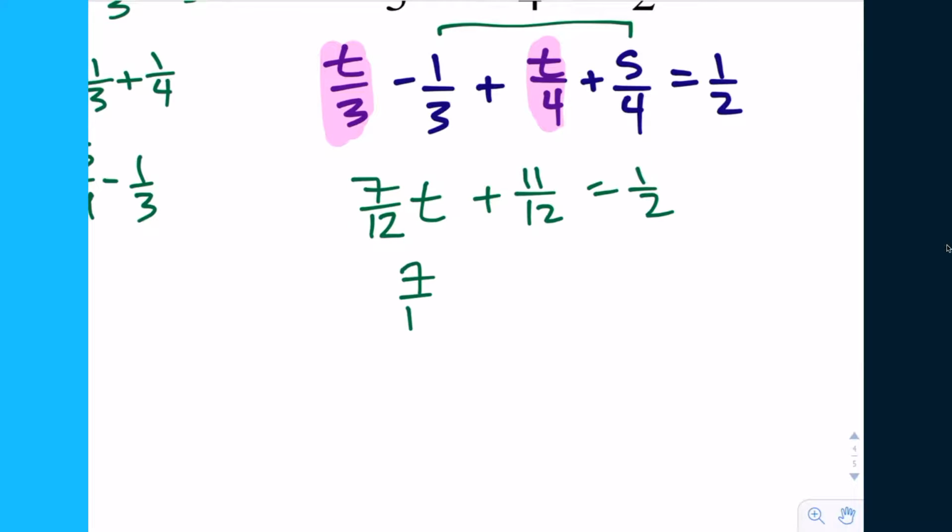I get 7/12 t equals, when I bring the 11/12 across, it's going to be 1/2 minus 11/12. 1/2 is how many 12ths? 6. So what is 6 minus 11? Negative 5/12, right?